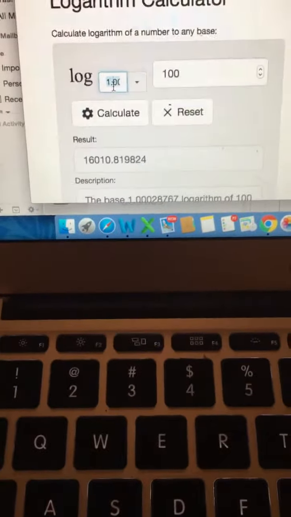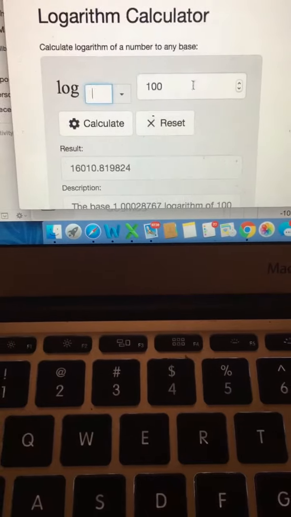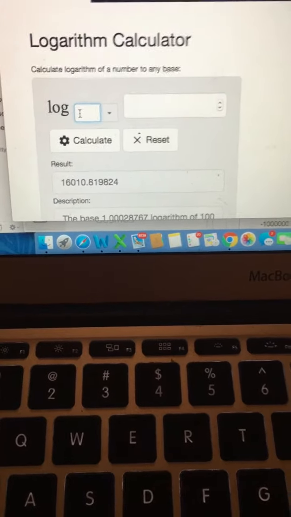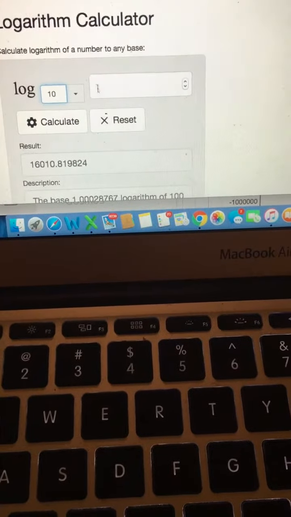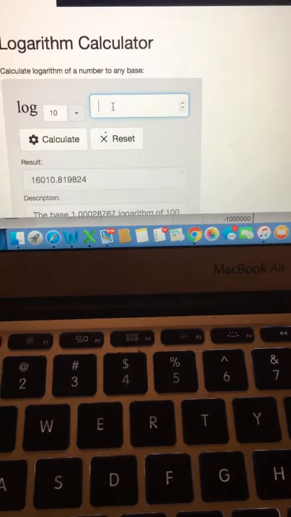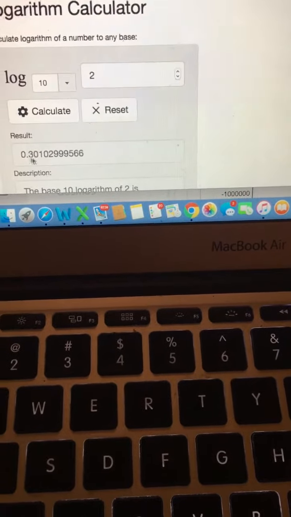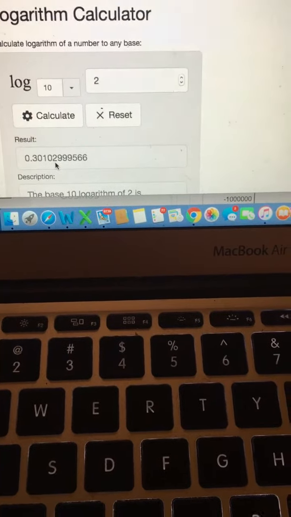And if we wanted to evaluate those, we could use our logarithm calculator. Let's get a decimal on this one. Log, I'm going to put in a 10. Not sure if this one does it without the base. Of 2. So calculate on here. It's 0.301. So that's what this log is actually representing.